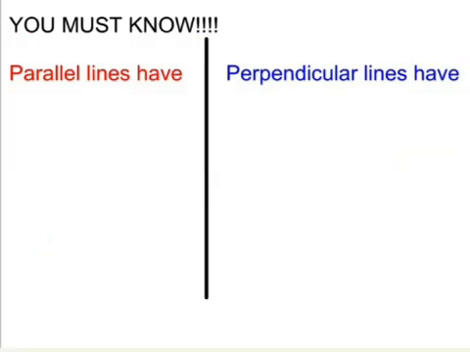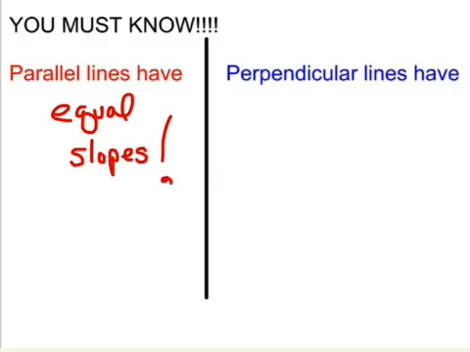So here is the stuff you need to take away here. You need to know this. Parallel lines have equal slopes. And that's totally obvious if you just think about it. Parallel lines have the same angle, so therefore they would have the same slopes. Okay, nothing surprising there. The other side here, the blue side, is going to be the slightly trickier one.